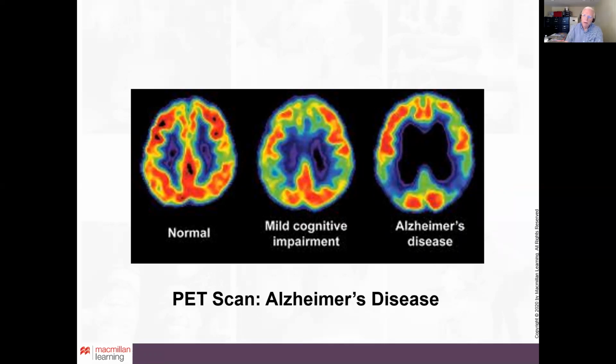So starting with red, we can go from red being the most active down to orange, to yellow, to green, to blue, to black. So in looking at these PET scans, the most active areas are red, and the least active or inactive areas would be black. So you can see how when someone has mild cognitive impairment, there are areas of the brain that are not as active as in a normal brain, and then a rather dramatic decrease in activity levels in different areas of the brain for somebody with Alzheimer's disease.